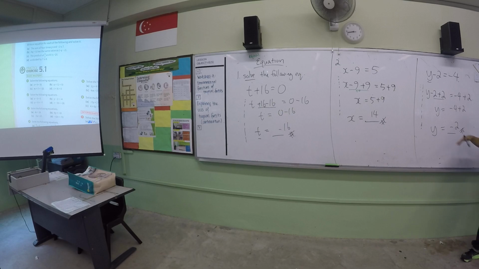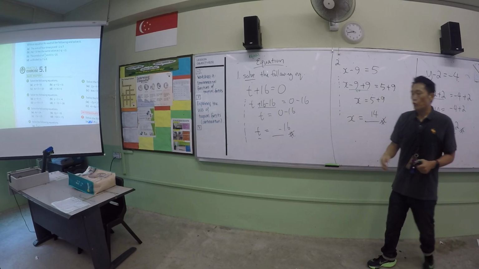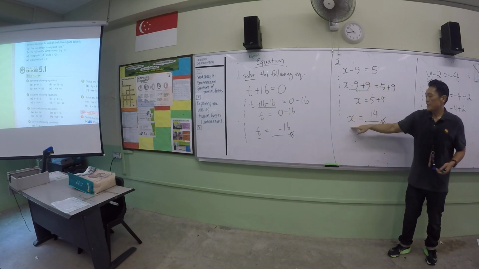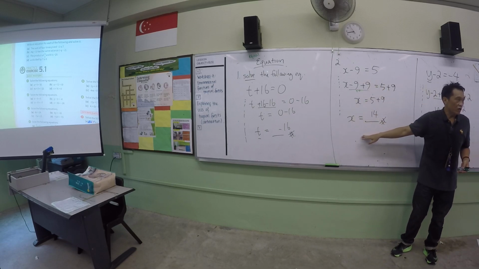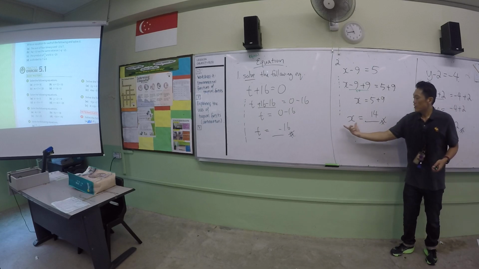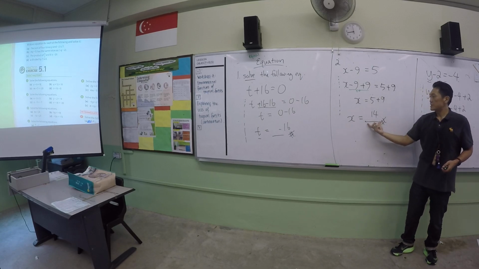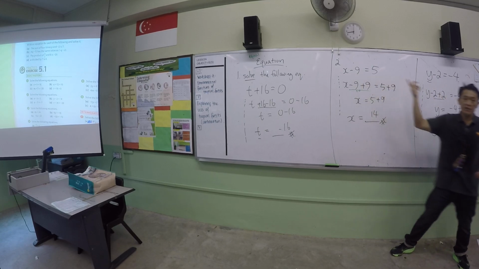Okay. So the entire idea of solving equations is to make your unknown on one side and put all the numbers on the other side. Then you will know already, this unknown must be this, so that the left can be the same as the right.